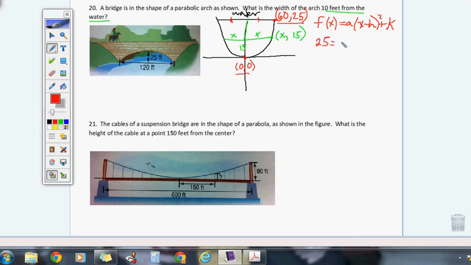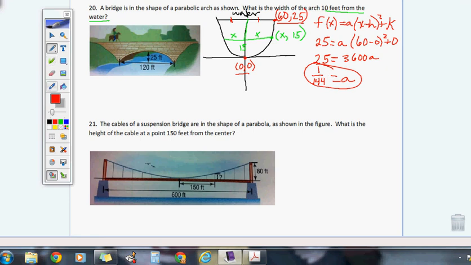So that's equal to a times my x value of 60, and then minus 0 quantity squared plus 0. So this is actually 25 equal to 3600 a. And then I divide both sides by 3600, and if I simplify that, I'm getting 1 over 144. So that is the a value for the problem.